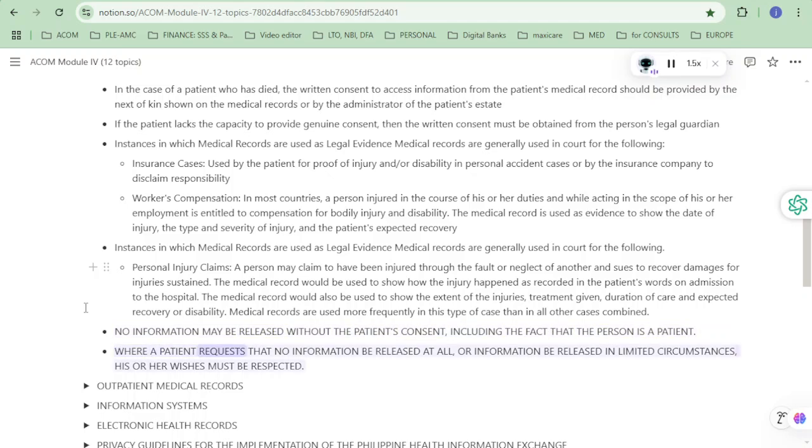No information may be released without the patient's consent, including the fact that the person is a patient. Where a patient requests that no information be released at all, or information be released in limited circumstances, his or her wishes must be respected.